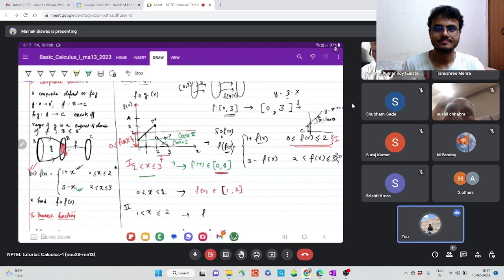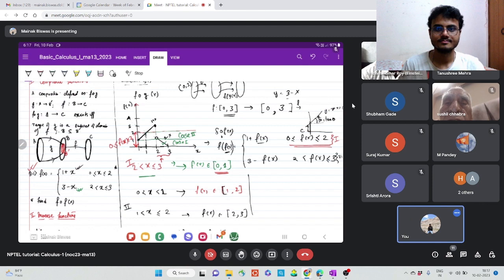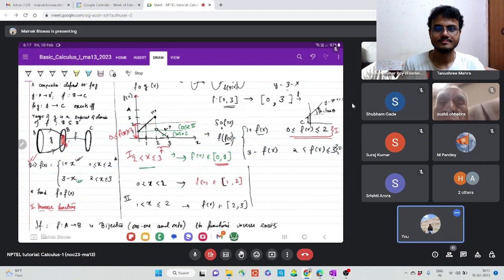This function takes a value of between 2 and 3. I may be a bit sloppy with the open interval and closed interval sometimes, but we'll figure it out at the end. So let's see now. So we can write f of x.